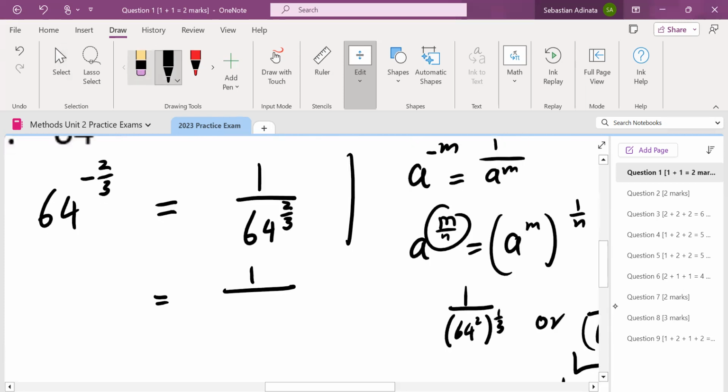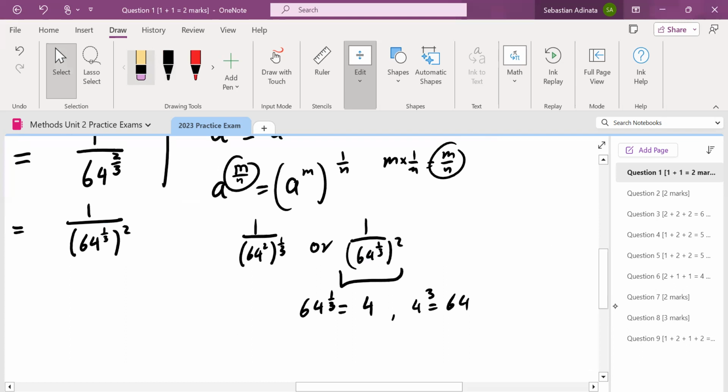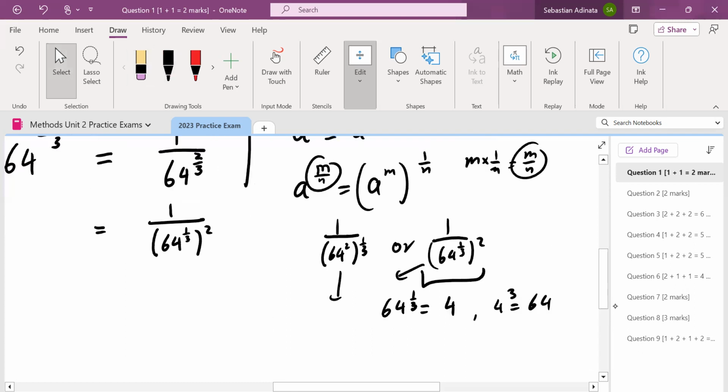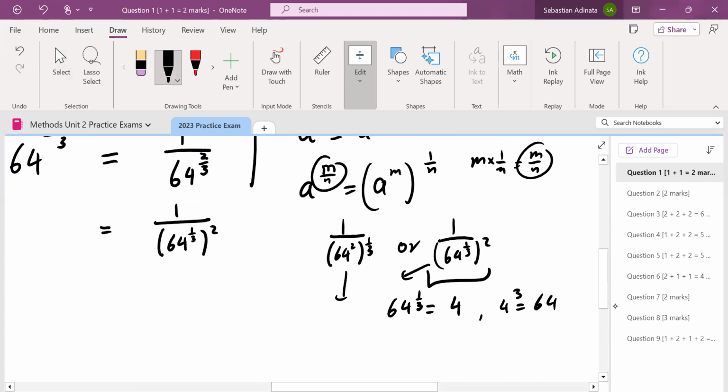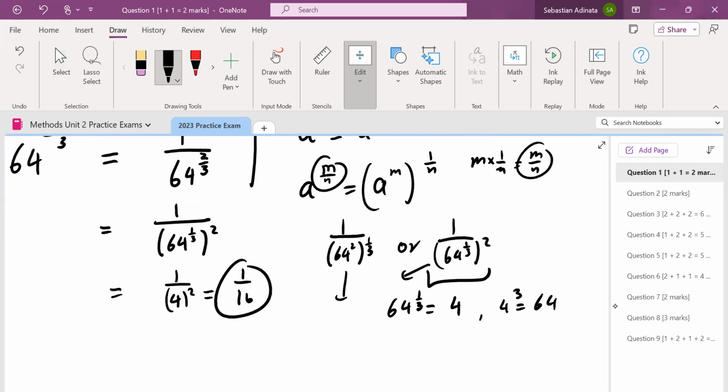So let's write down our step. Squared, easy. And you can do either. However, clearly one of them is easier, because 64 squared, I doubt anyone will know that off the top of their head. So simplifying 64 to a third, that is equal to 1 on 4 squared. And 4 squared is simple. 1 on 16 is our answer. Cool. Question 2.